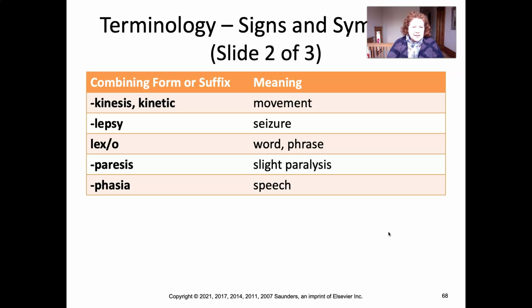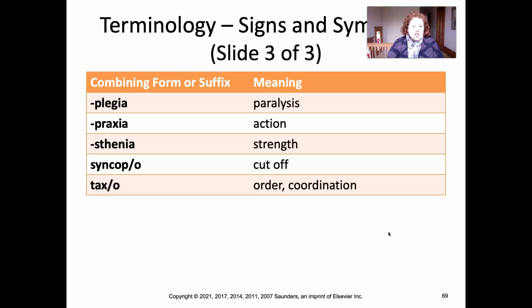Lepsy, lexo, paresis, phasia. Now don't get this mixed up. Remember we started phagia, and that was with a G back in the digestive system, and that means swallowing. So if it's a G, it's a swallow. If it's an S, it's speech. Plegia, praxia, sthenia, syncopo, taxo.